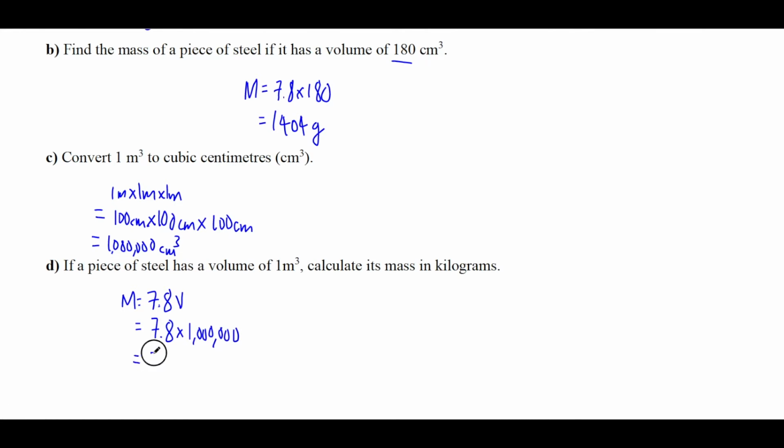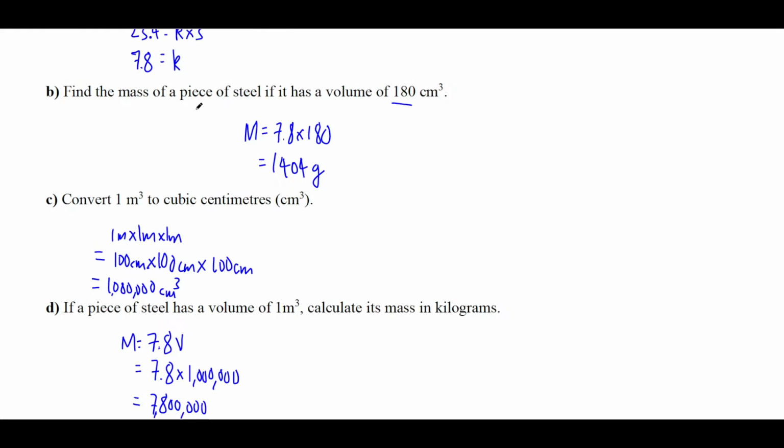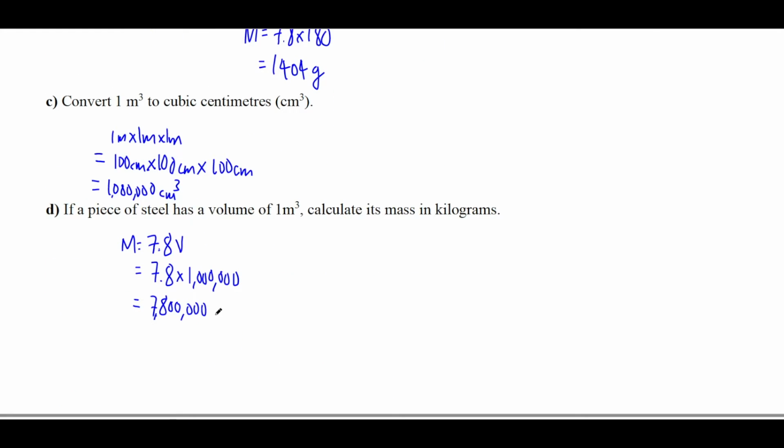This is 7.8 million, right? So I'm just going to put the commas. Now, what unit is this in? Well, remember, the mass here is actually in grams, because it says mass in grams. So this is in grams. Now, you have to convert this answer to kilograms because it asks you to calculate its mass in kilograms. So just divide it by 1,000, you get 7,800 kilograms. And that should be your answer.